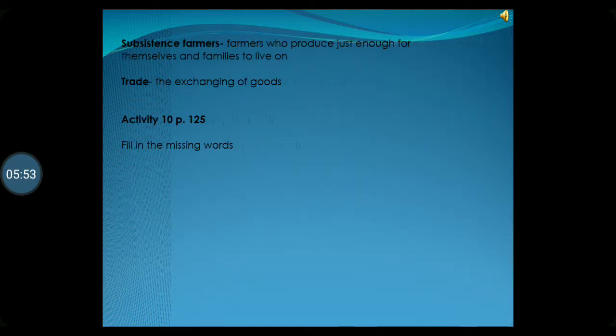Okay, now after we've read that, you can have a look at activity 10. So it's basically just to complete the sentences about trading, so you can use the above paragraph that I just read with you to answer these questions.